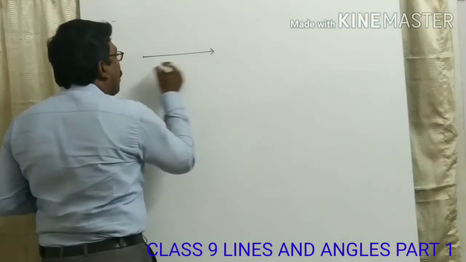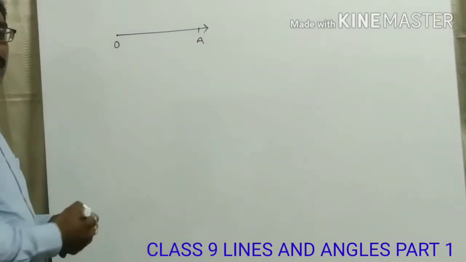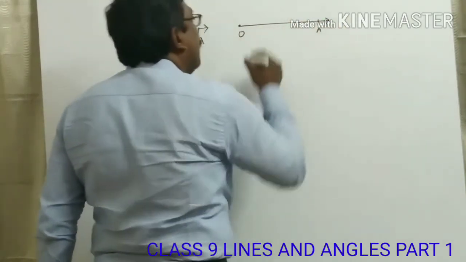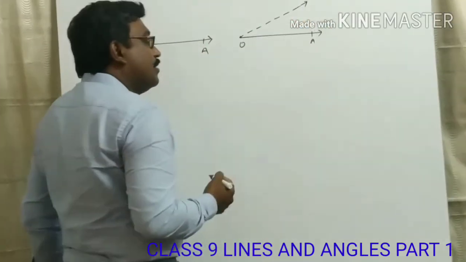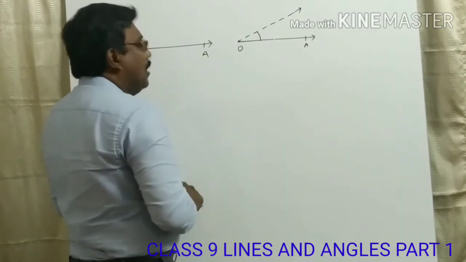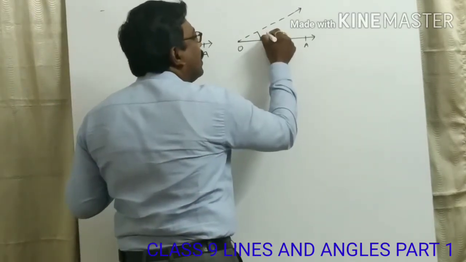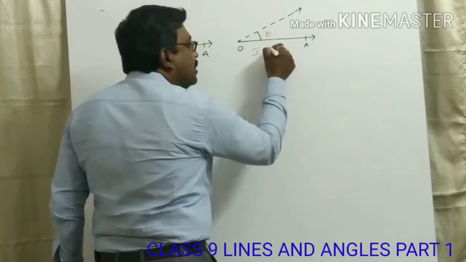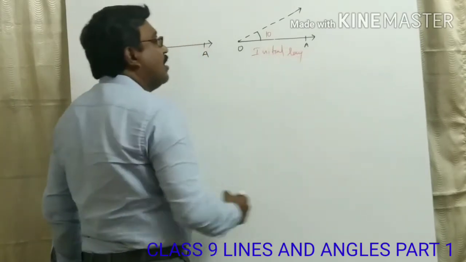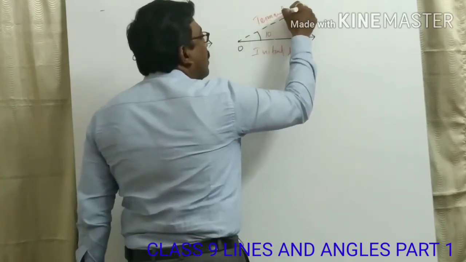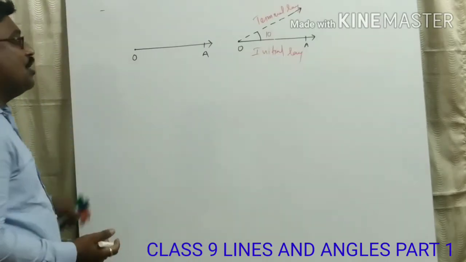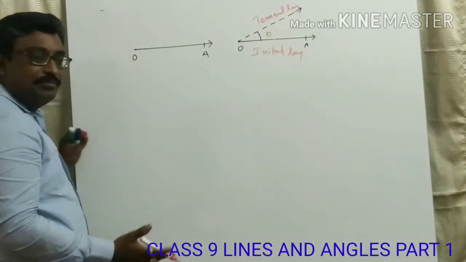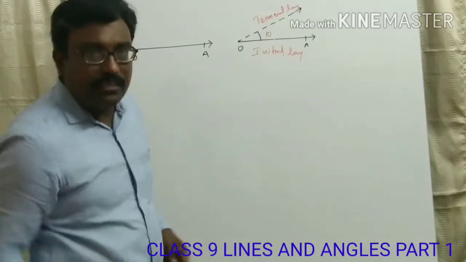Suppose OA is one ray. I'll take one more ray from the same O, so this is one more ray. The gap is some 10 degrees or 20 degrees, whatever it may be. This is called theta. This is called the initial ray, and this is called the terminal ray. Now, imagine this terminal ray coincides with the initial ray.